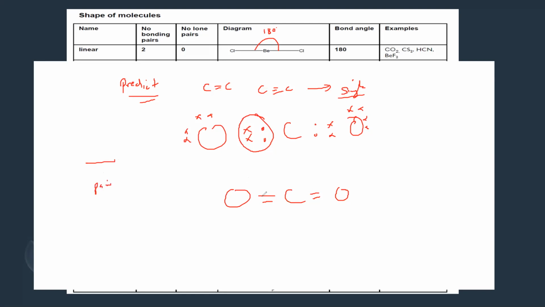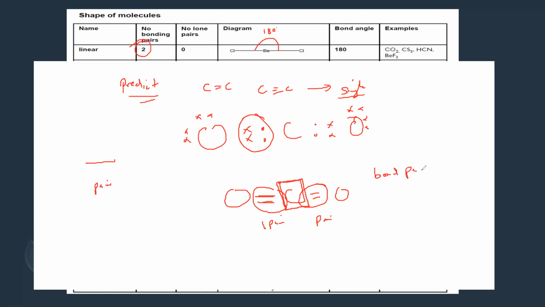So how many pairs will I consider? How many pairs are there? This is one pair and this is a second pair. So the number of bond pairs is 2, and there is no lone pair. There are lone pairs on oxygen, but when we are predicting a geometry, we take the central atom. In this example the central atom is carbon, so carbon does not have any.